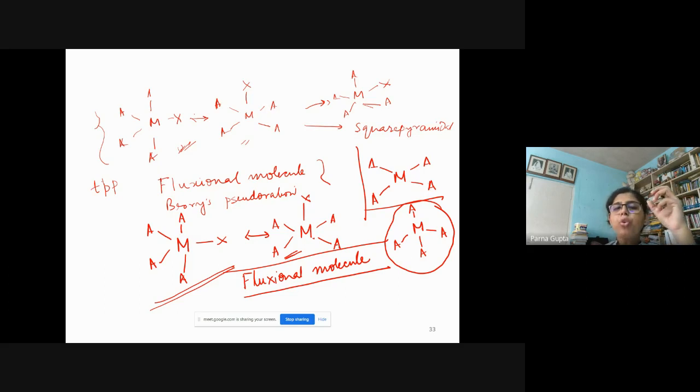And how do you know? Here you need the NMR spectra. NMR spectra helps you understand whether the molecule is in one particular environment or it is changing. That is a little complicated, so I will not go into it. These molecules are called fluxional molecules.